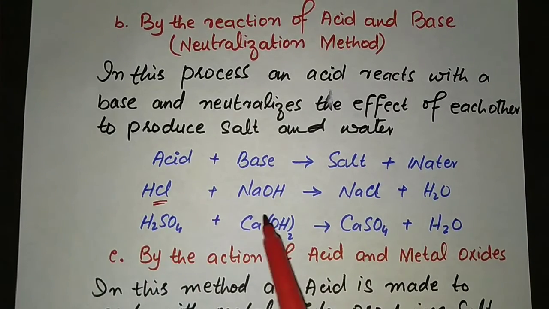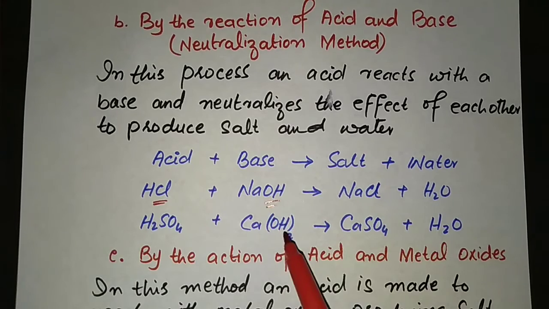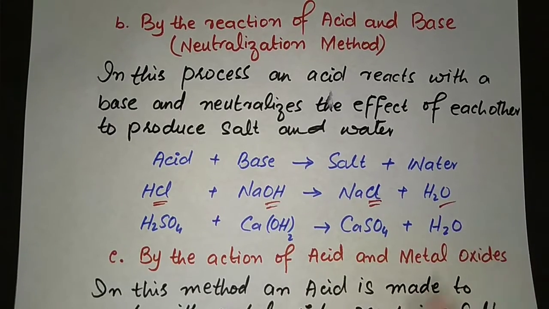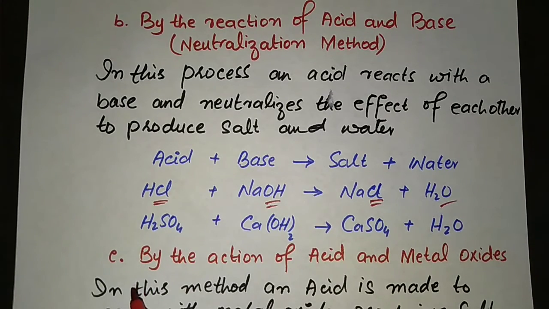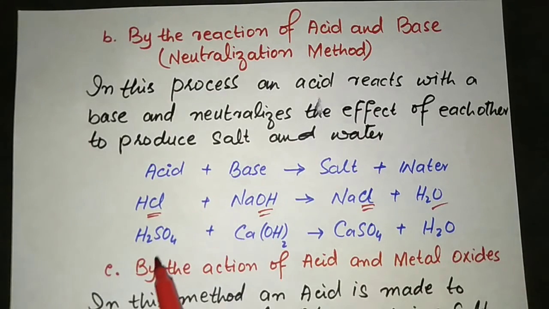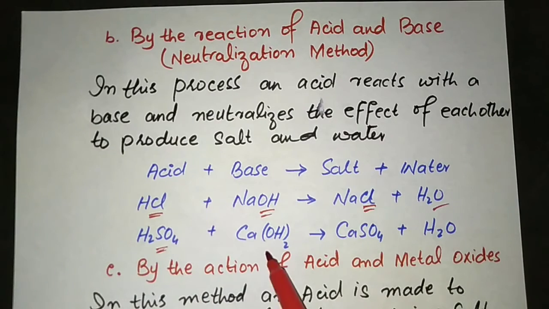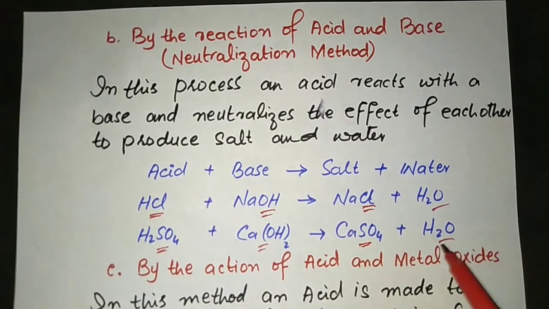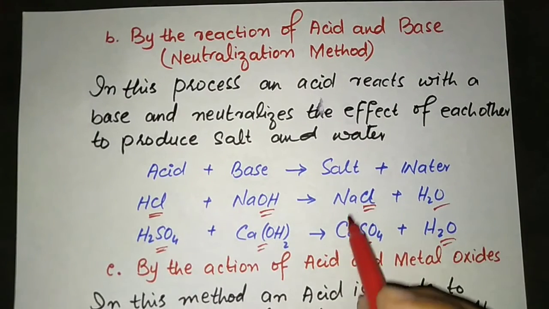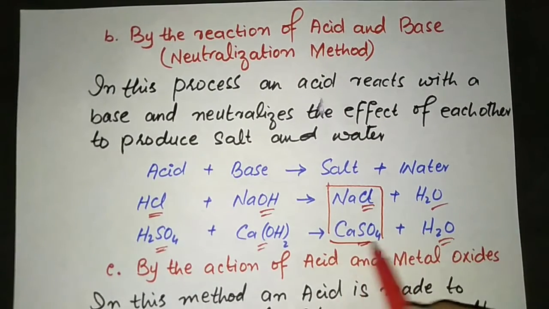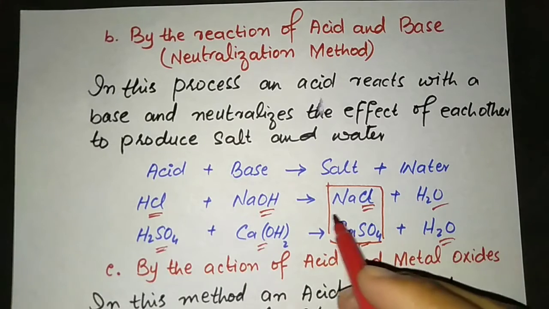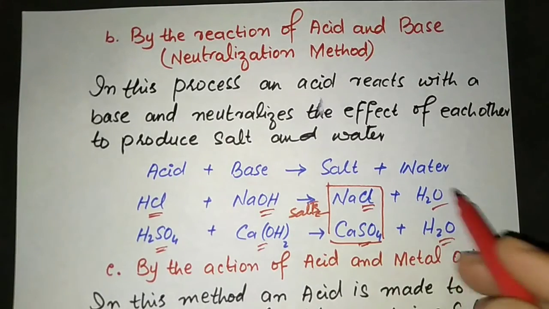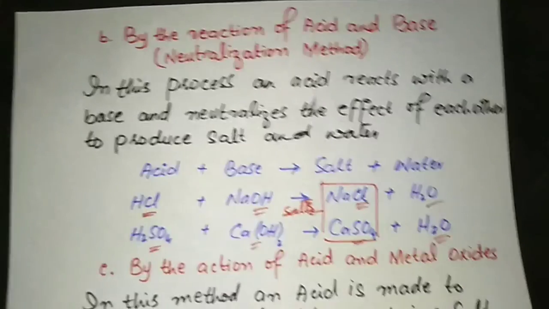HCl is a common acid that reacts with sodium hydroxide base, producing salt, which is the table salt, common salt, and a water molecule. Similarly, another example is that sulfuric acid, H2SO4, reacts with calcium hydroxide, producing calcium sulfate and a water molecule. Now this calcium sulfate and sodium chloride, both produced in these two examples, are called salts, metal salts, and the rest is the water.